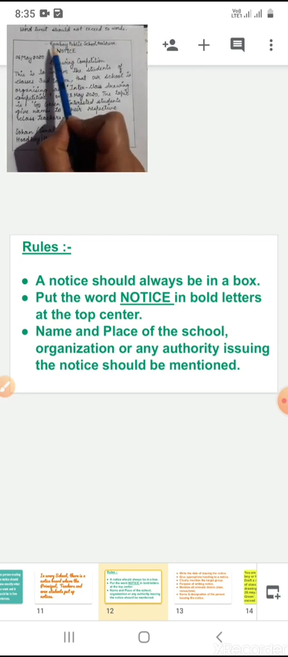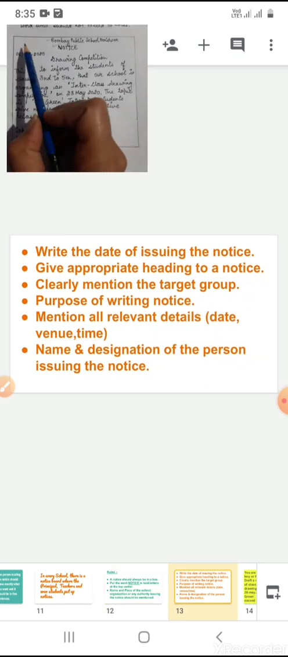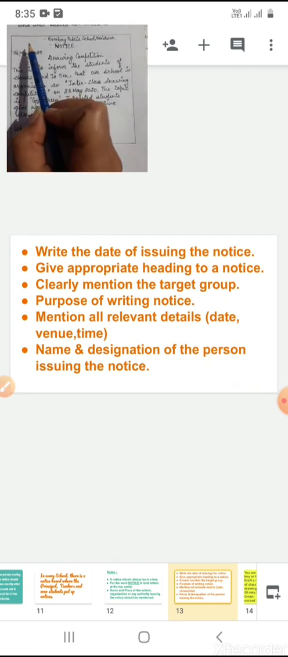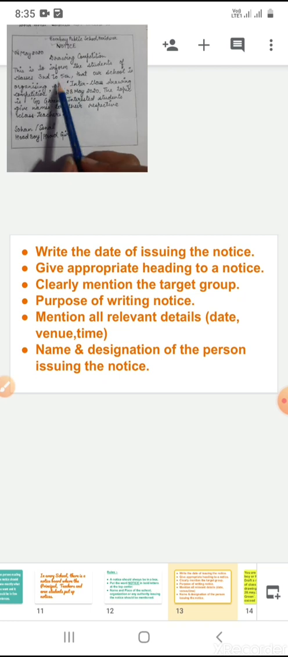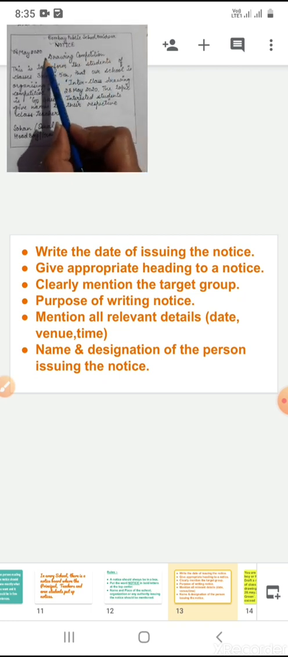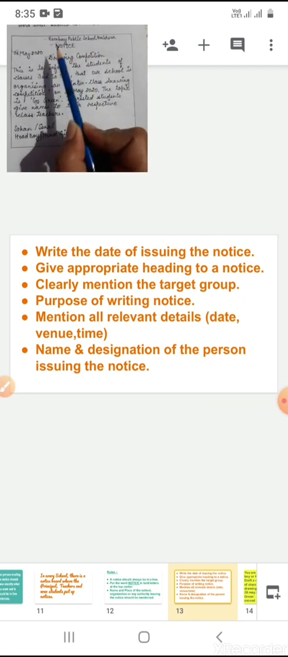Alright. Then the second heading is NOTICE. That should be in capital letters. Then next we have to write down the date, on which date we are issuing the notice. Today's date. Then an appropriate heading. Yes, we have given the heading: Drawing Competition. What is the heading of our notice? Drawing Competition. This also we have done.